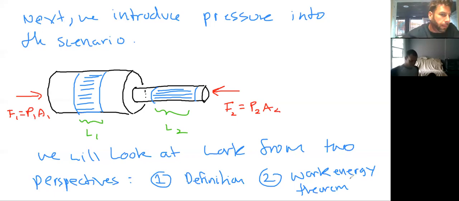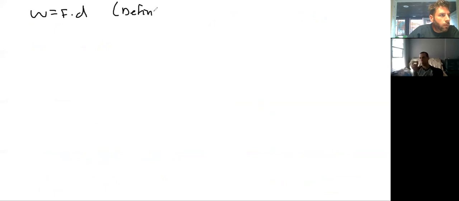Okay, so let's do that. So remember, what is the definition of work? Well, the definition of work is force times distance. This is the definition. And then we also know that work is the change in kinetic energy. This is the work energy theorem.